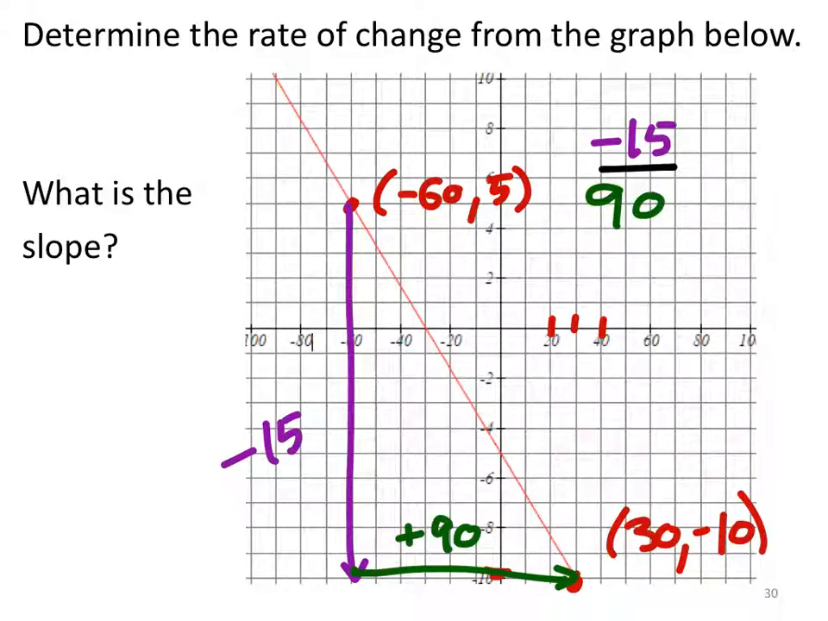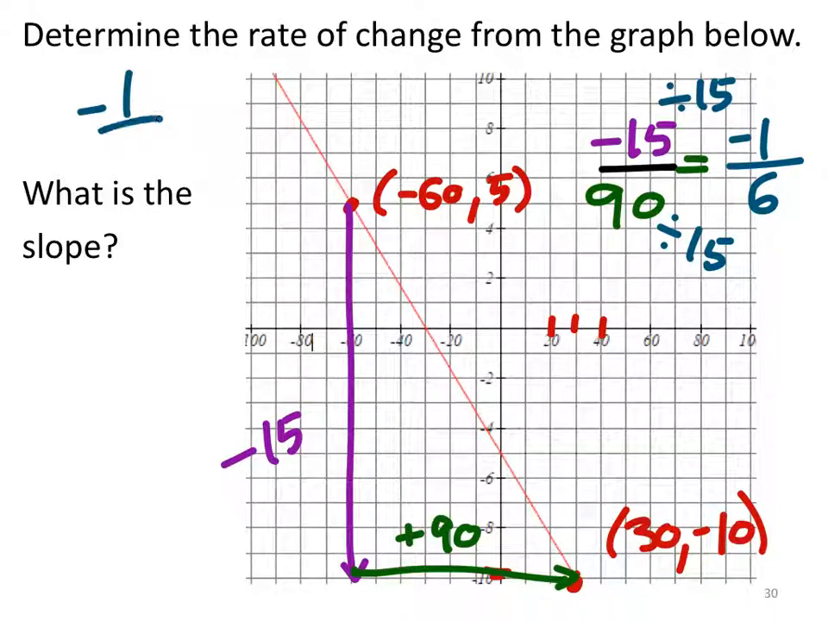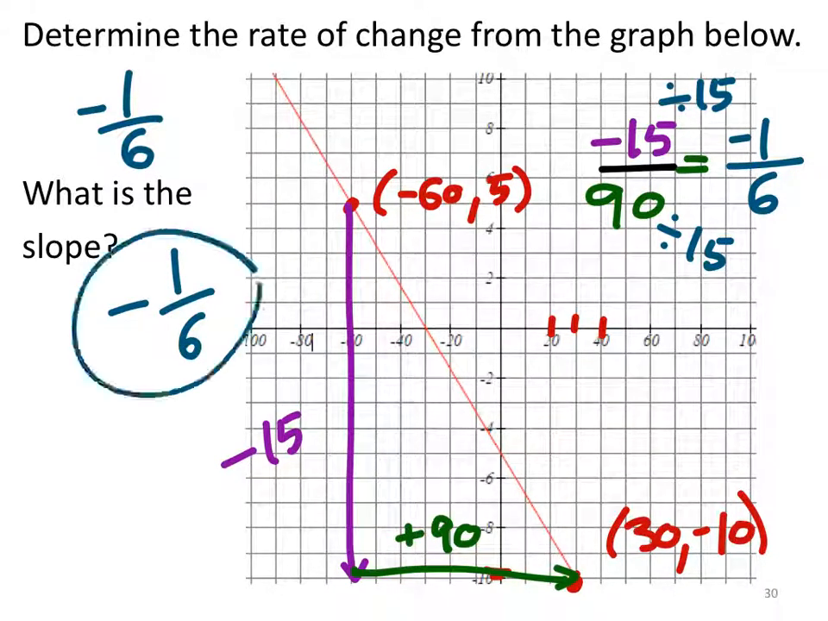Negative 15 over 90, which does simplify. This is both divisible by 15, which your calculator will do for you as well. So that is the rate of change, negative 1/6. And again, it doesn't matter where that negative is. So the slope is the same, negative 1/6. Again, rate of change and slope are exactly the same thing.